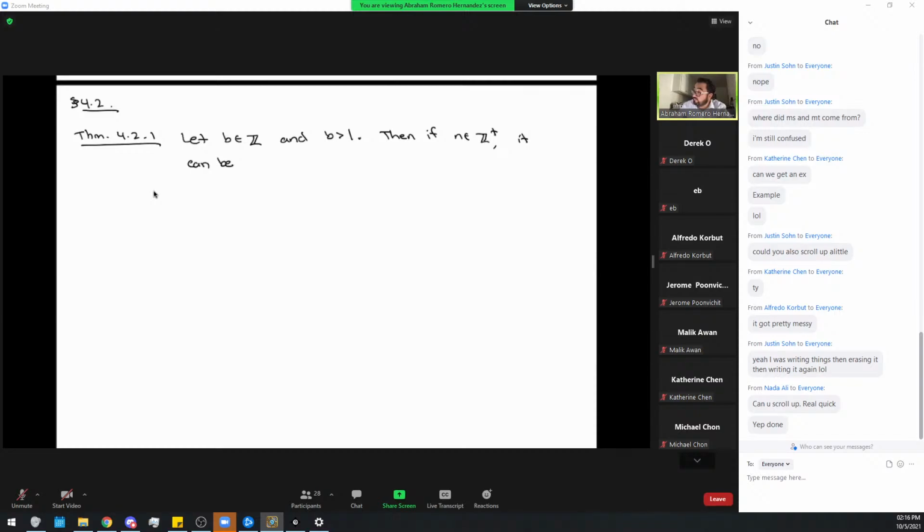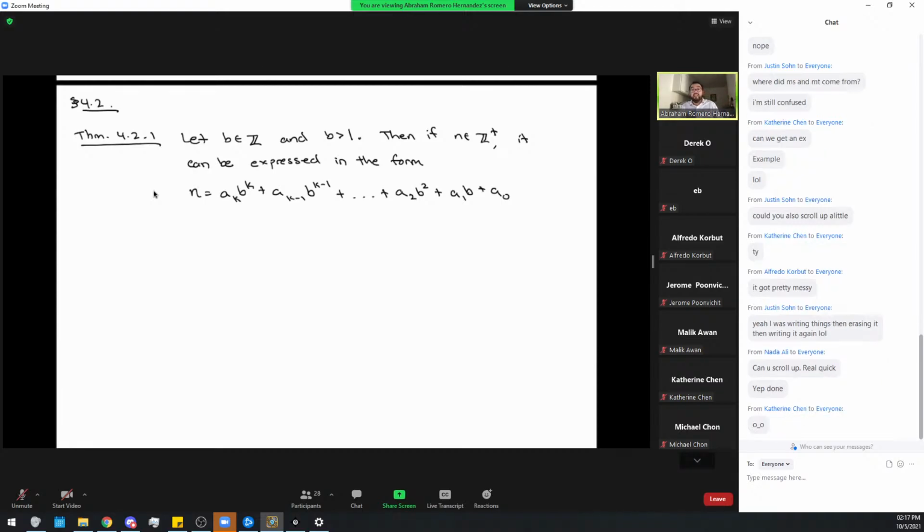it can be expressed in the form n is equal to a sub k b raised to the k plus a sub k minus 1 b raised to the k minus 1 plus blah, blah, blah, plus a sub 2 b squared plus a sub 1 b to the first power plus a naught times, well, we don't write this last part because we just don't, b naught.